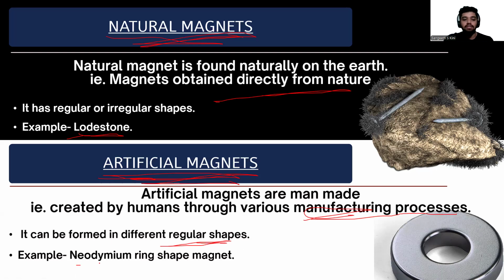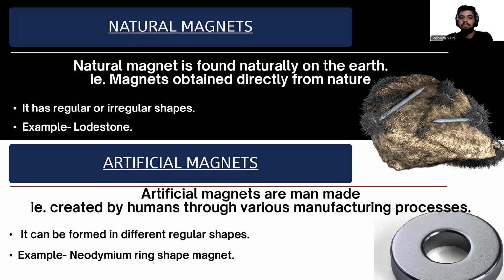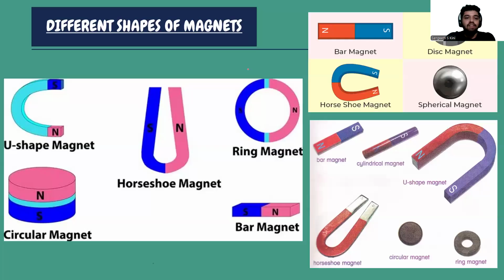Example, neodymium magnets. A ring-shaped magnet is one of the neodymium magnets. You can see it here. This is a neodymium magnet.